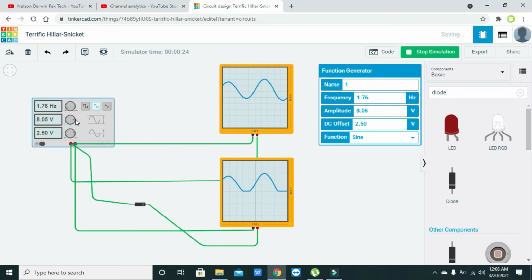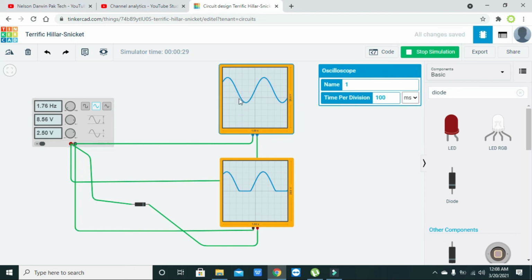Now we can see that in the above waveform we have both the positive and negative cycles, but in the lower oscilloscope we can see that the negative cycle is totally chopped off. So in this way, the diode serves the purpose. It passed one cycle and totally nullified the other, the negative cycle.